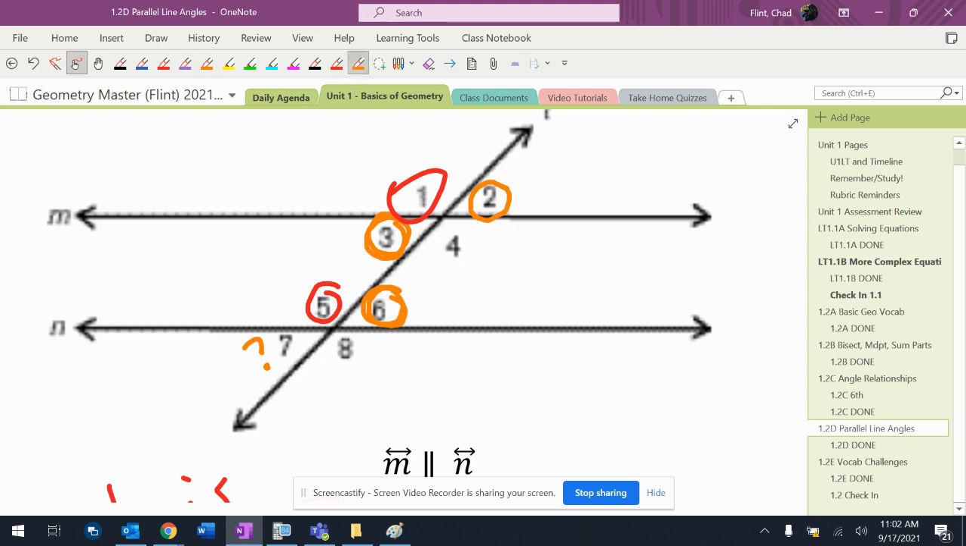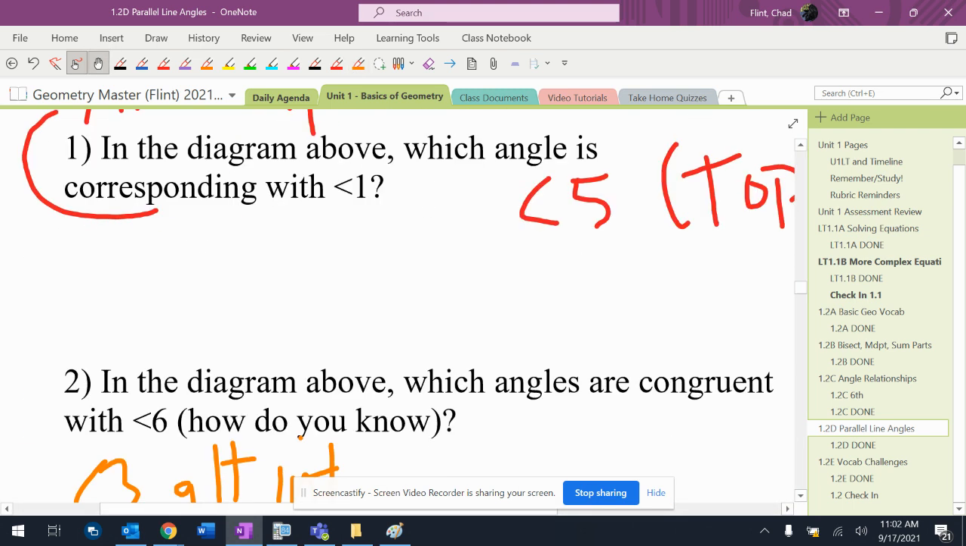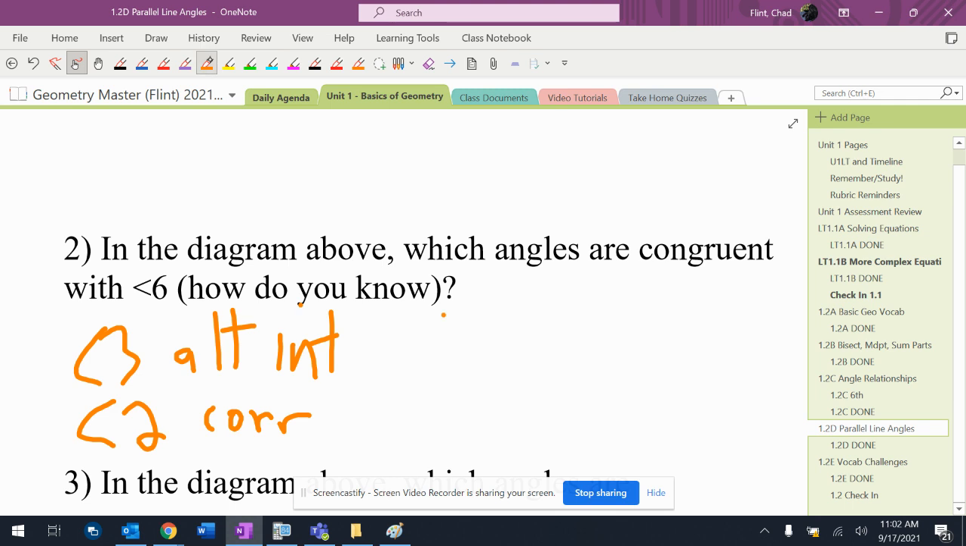Hopefully, you're like, oh, they're vertical. They make an X. All right, so they're vertical. So angle 7 is also congruent to it because it's vertical. Now, if you didn't have that because we're talking about parallel lines, great.